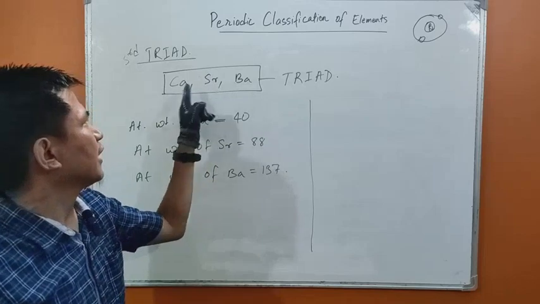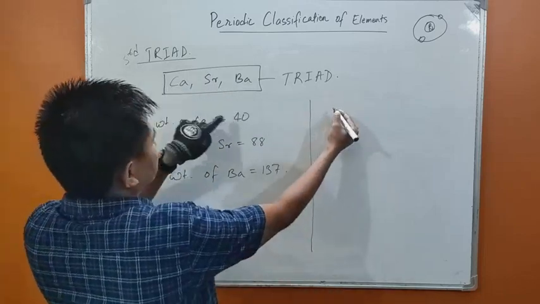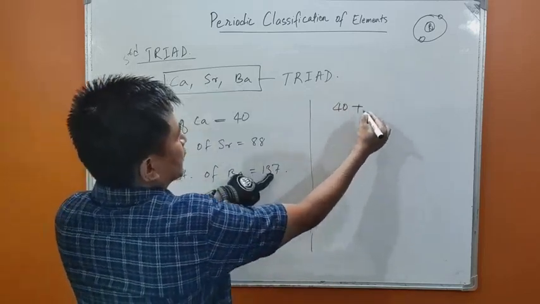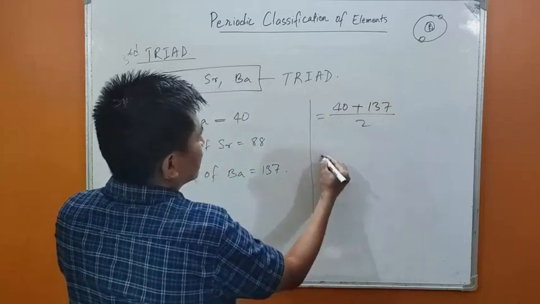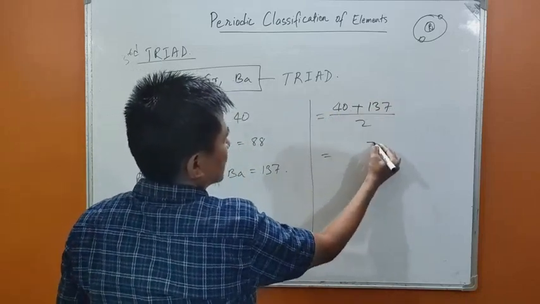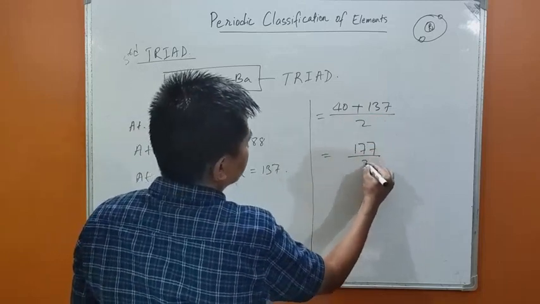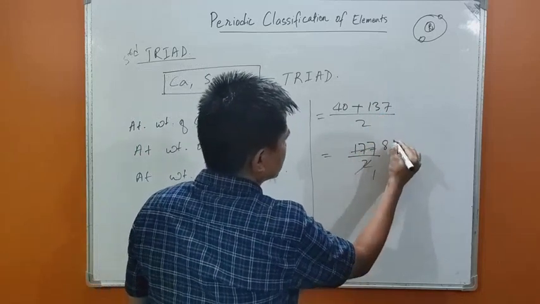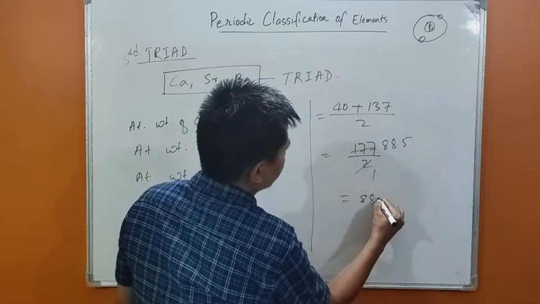So let us take the average of the atomic weights of the first and the third element, that is, atomic weight of calcium 40 plus atomic weight of barium, 137, which is 177, divided by 2. Let us divide. 2 1s are 2, 2 8s are 16, 17, 2 5s are 10. This gives 88.5, isn't it?